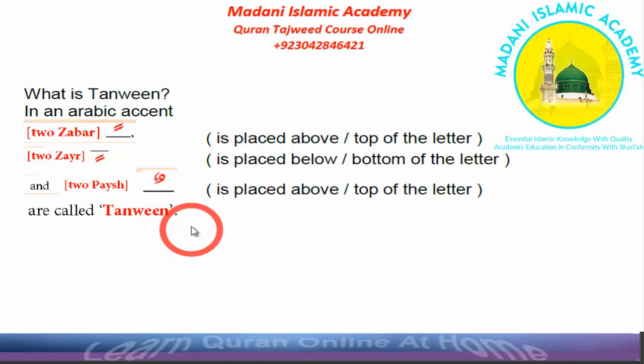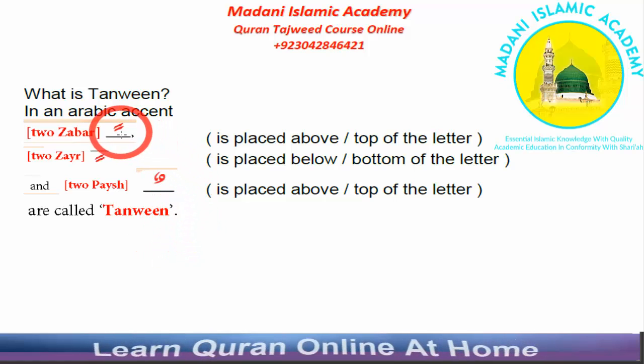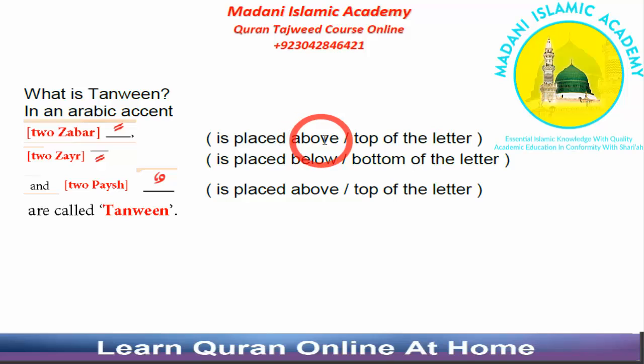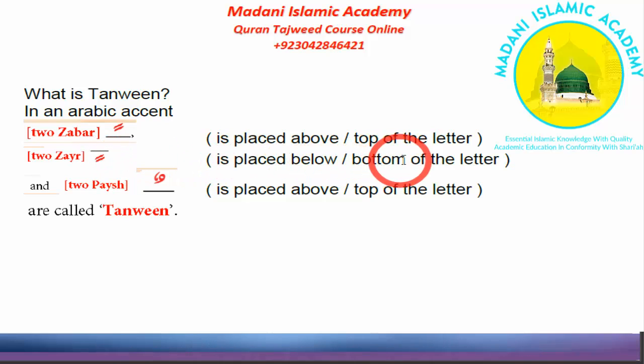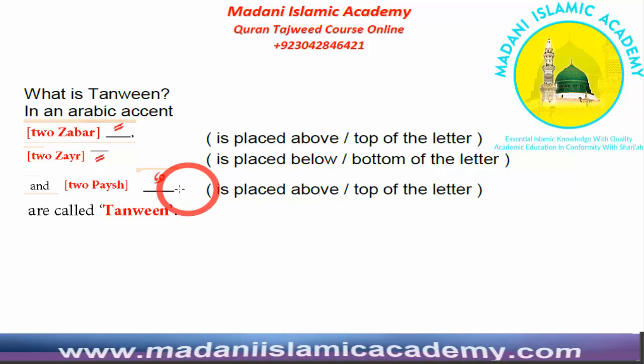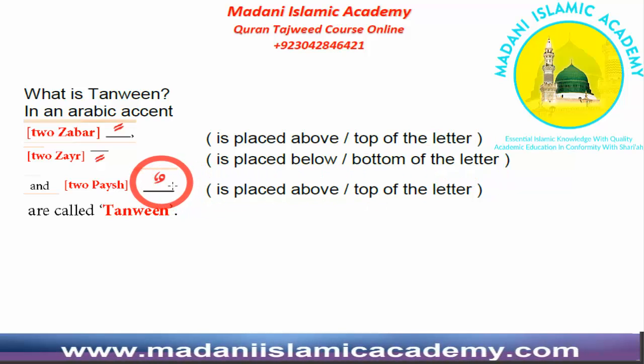Keep remember, two zabar is placed above the letter or top of the letter. Two zer is placed below the letter or bottom of the letter, whereas two pesh is placed above the letter or top of the letter.